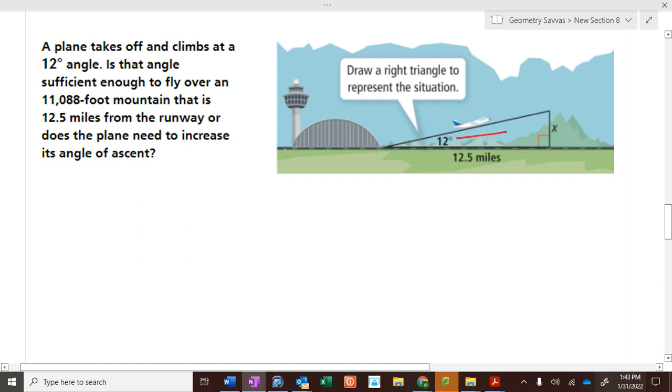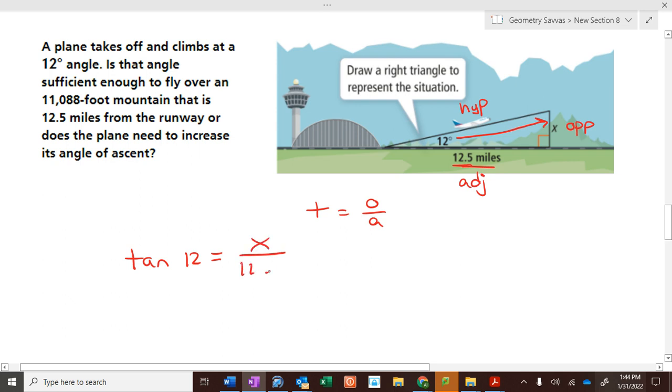Well, what is this side called? This is the opposite, because the hypotenuse is where the plane is. And this side is the adjacent. So opposite and adjacent is what trig function? Opposite adjacent. Tangent is opposite over adjacent. TOA. Okay? So we say the tangent of our angle, 12 degrees, equals the opposite side, x, over the adjacent side, 12.5.